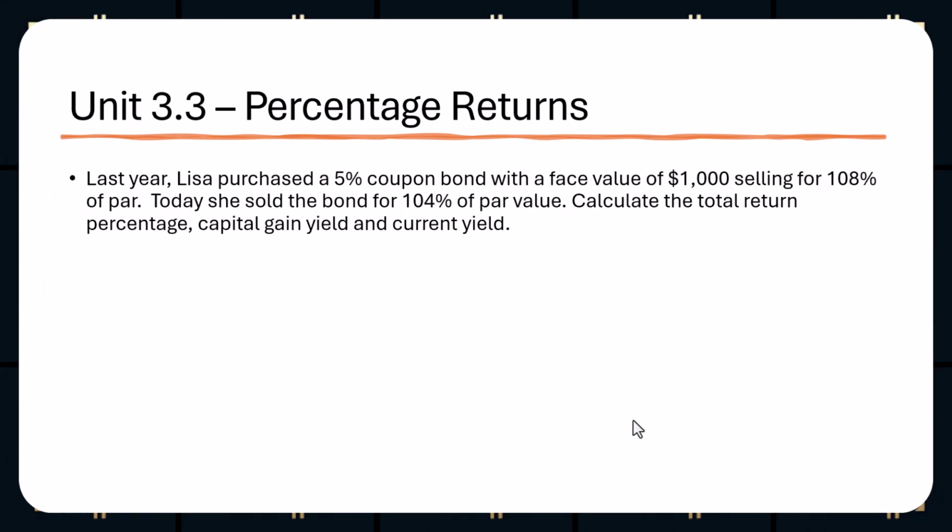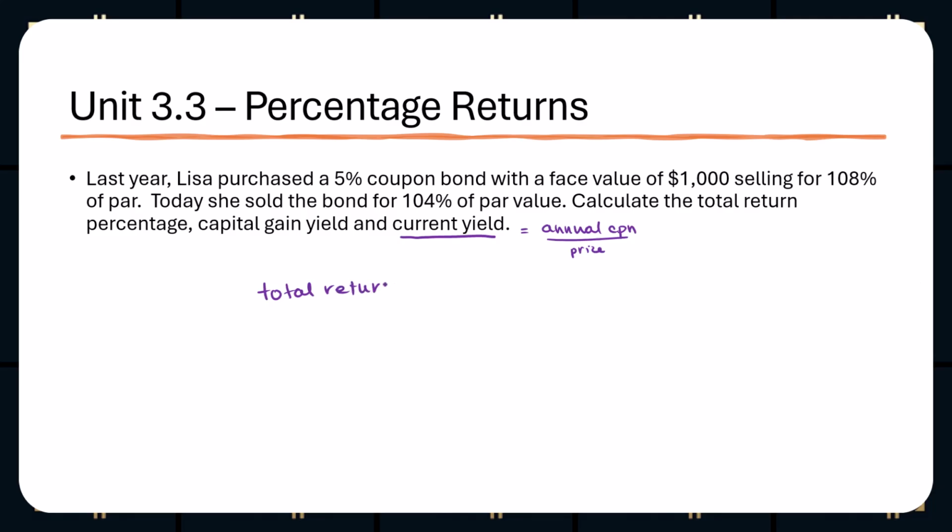All right. Last year, Lisa purchased a 5% coupon bond with a face value of $1,000, selling for 108% of par. Today, she sold that bond for 104% of par. Calculate the total return percentage, capital gain yield, and current yield. Remember, we learned in the bond chapter that the current yield is simply the annual dollar coupon divided by the price. That translates here into our total return percentages. The number of bonds that she purchased is irrelevant.